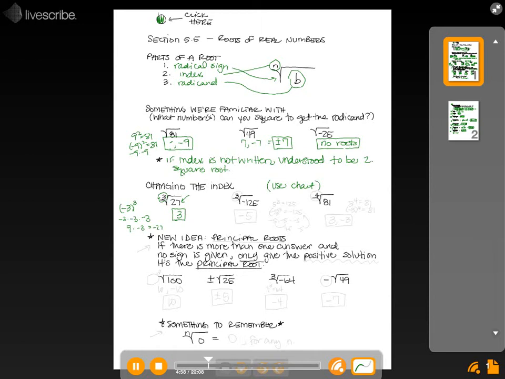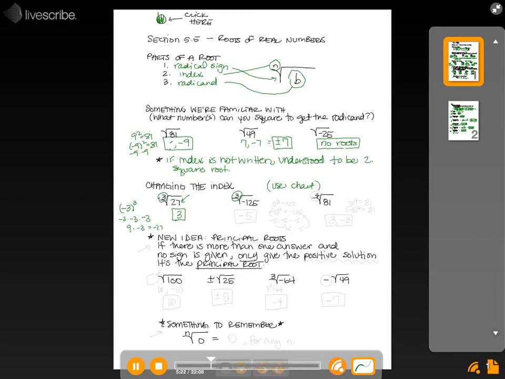Our next one here is the cube root of a negative 125. So again, you want to look at the cube column because that's what our index is. Our index is 3, and we want to figure out what number we can take to the third power to get a negative 125. If we look at our chart, there's no negatives listed in our chart.